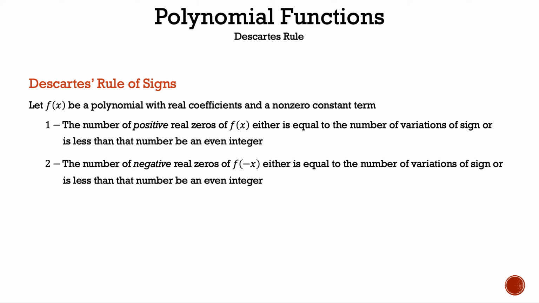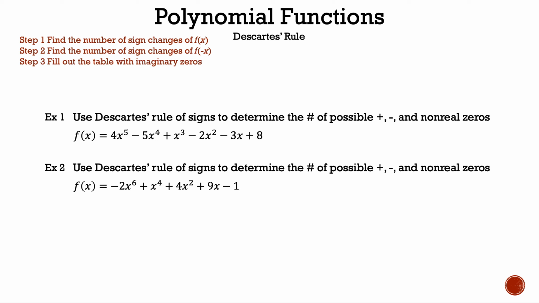Well, what does that even mean? Basically, we count the number of times the sign changes, from positive to negative, or vice versa, and that number represents the possible positive zeros when counting the sign changes for f of x, or the possible negative zeros when counting the sign changes for f of negative x. Now, let's see this in action by taking a look at the examples we're going to discuss in today's video.